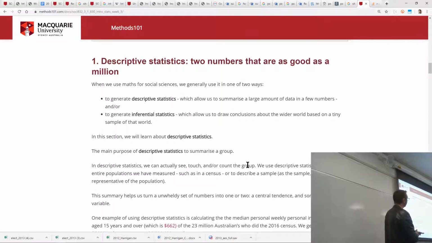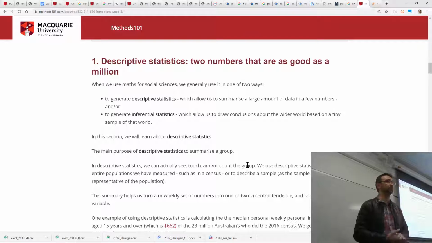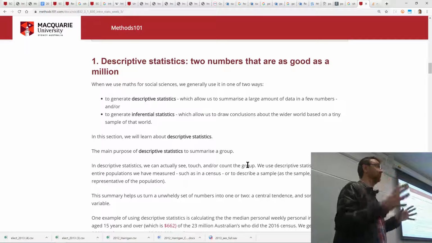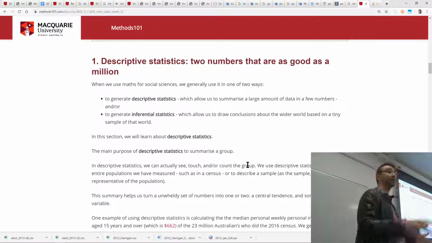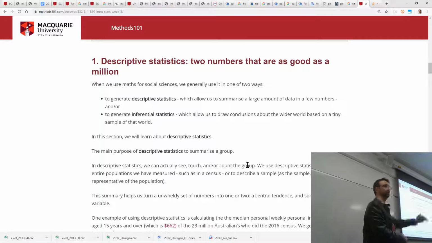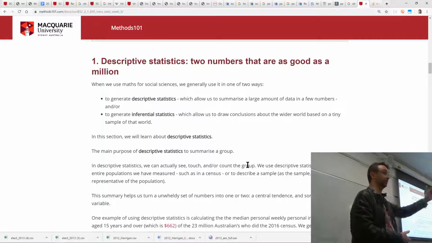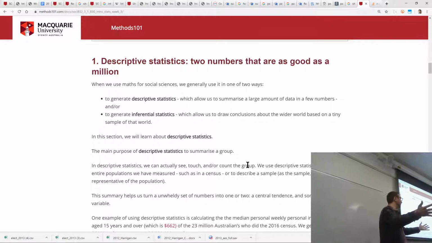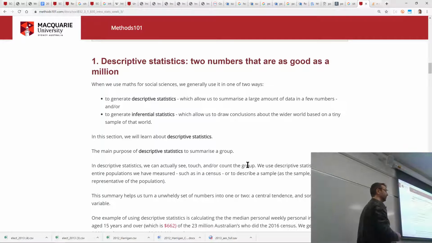So, descriptive statistics. I call it two numbers that are as good as a million. The point here is that descriptive statistics really are about something you can see. You've got the whole data set. You can look at it. If you wanted to, you can trawl through the phone book. You can go through the Australian census, in theory, and look at every single person. I can go through all the people in this room and get your individual ages, or number of brothers and sisters, or how many coffees you had today.